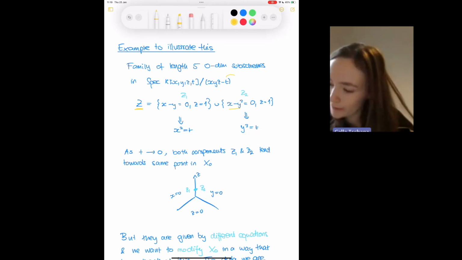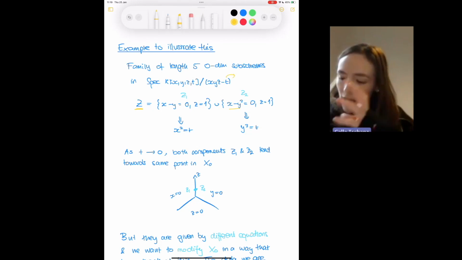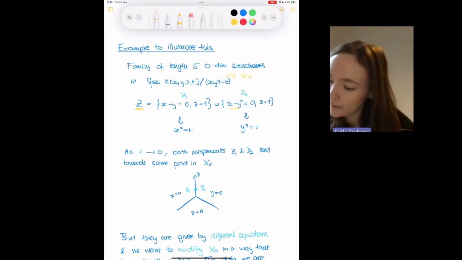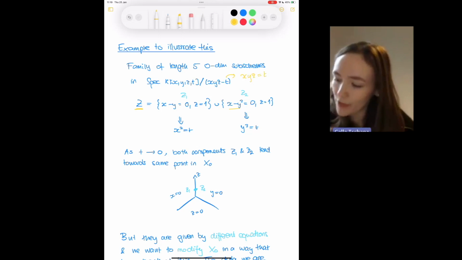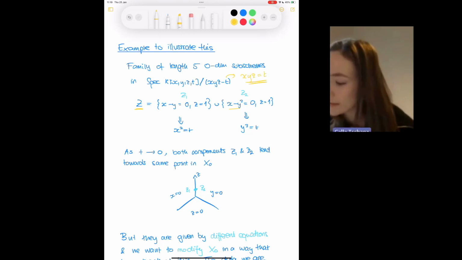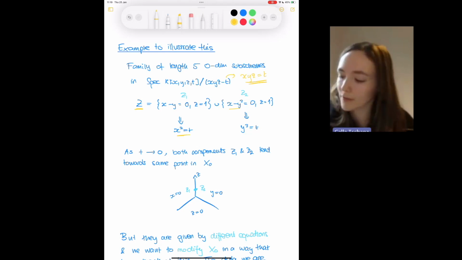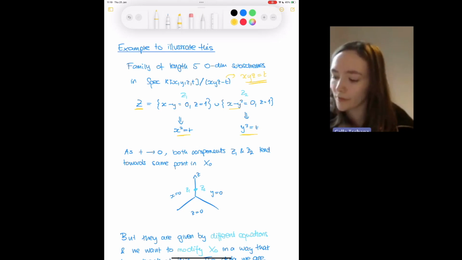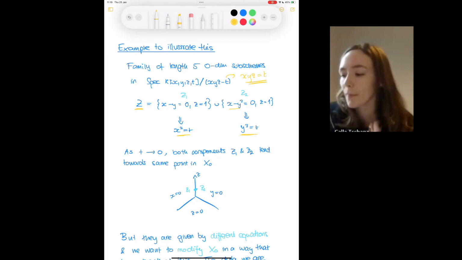So remember, the ambient family that we live in has this equation holding for it. So we can say here we have x equals y, so we replace it in this equation. So this is the part of the subscheme given by x squared equals t. Similarly, this is the part of the subscheme given by y cubed equals t. And this z is just constant to keep things not too complicated.